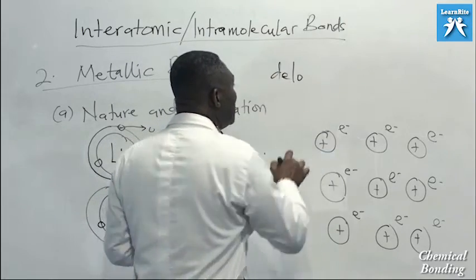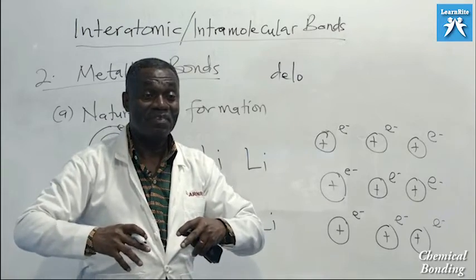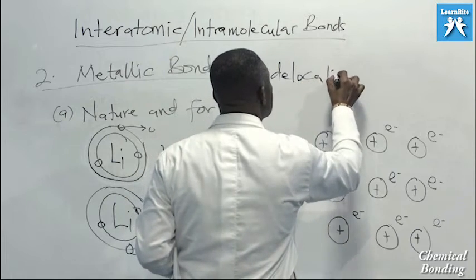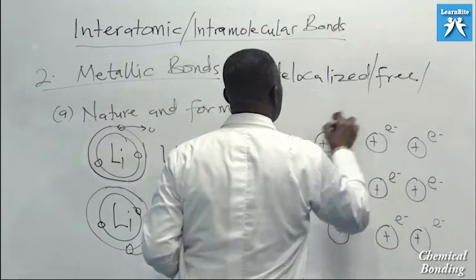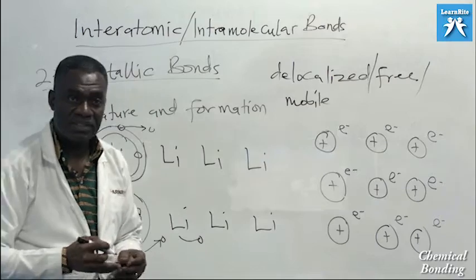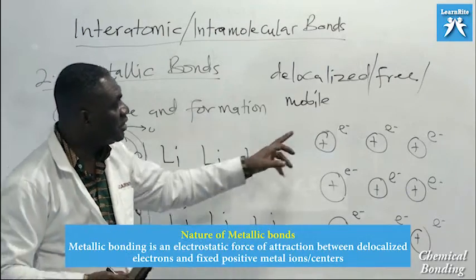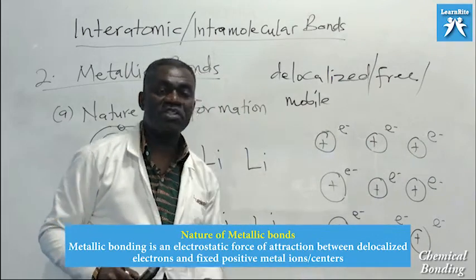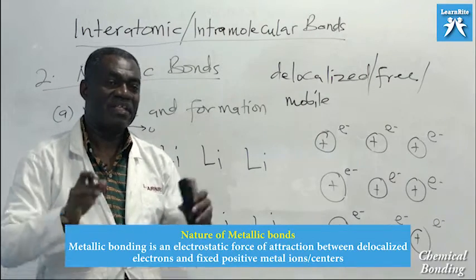Delocalized means that first it was in a local position, now it has become delocalized. It's no more in a fixed position. Delocalized, or free, or mobile. Any of them is accepted. So metallic bonding is an electrostatic force of attraction between mobile, free, or delocalized electrons and fixed positive metal ions or fixed positive metal centers.